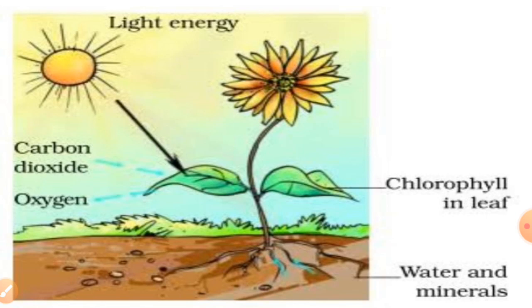Today's topic is photosynthesis, autotrophs and heterotrophs. Plants come under autotrophs, so plants make their food with the help of photosynthesis. Photosynthesis means what? The food making process in plants is called photosynthesis.